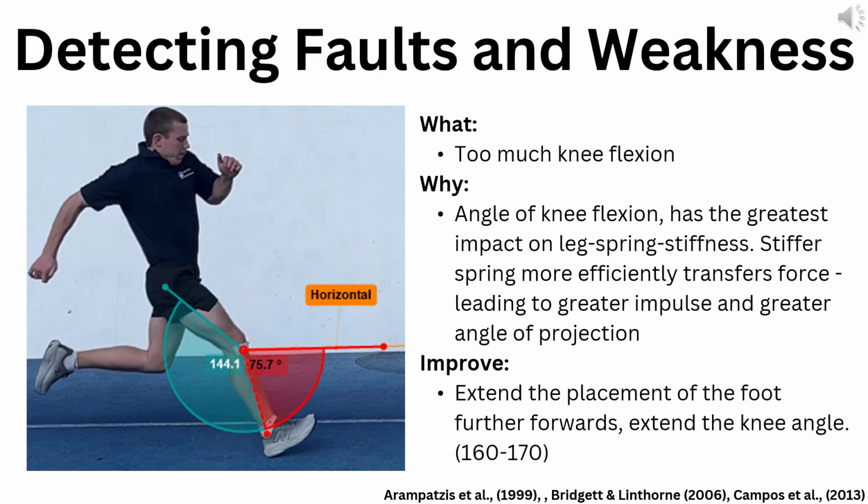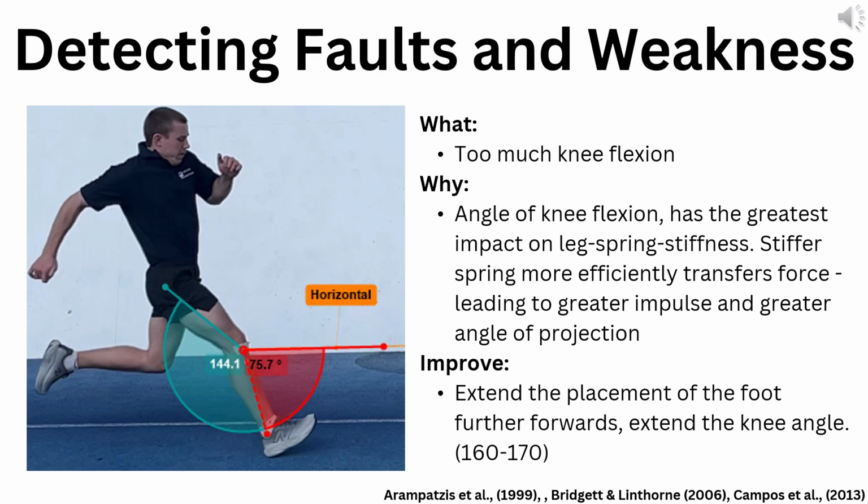From the analysis, one main fault is quite obvious. This is the athlete's degree of knee flexion. Too much knee flexion is limiting the spring stiffness of the lead leg and increasing horizontal braking impulse, which in turn reduces velocity at takeoff and reduces the total distance the athlete will jump.